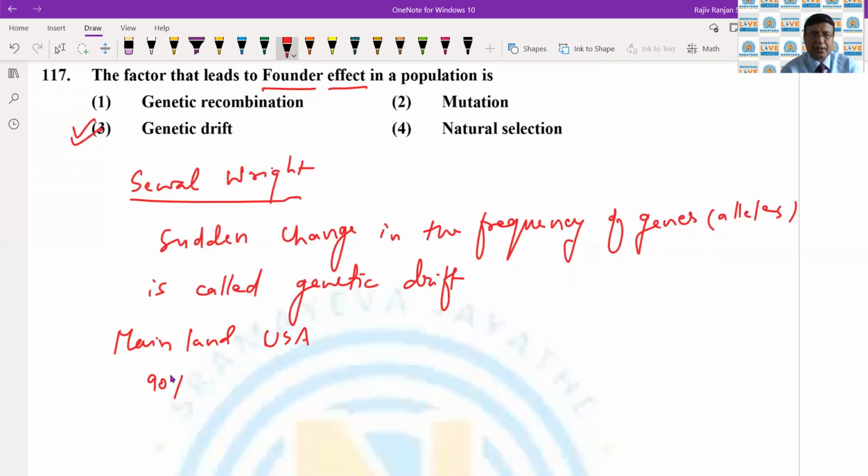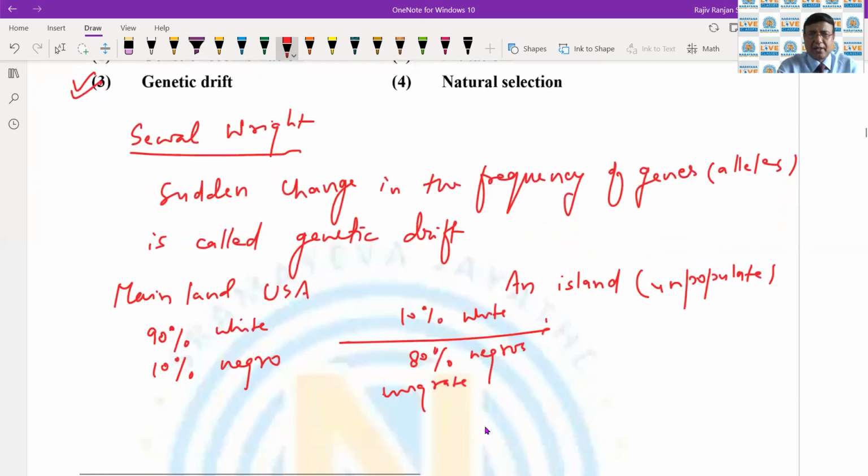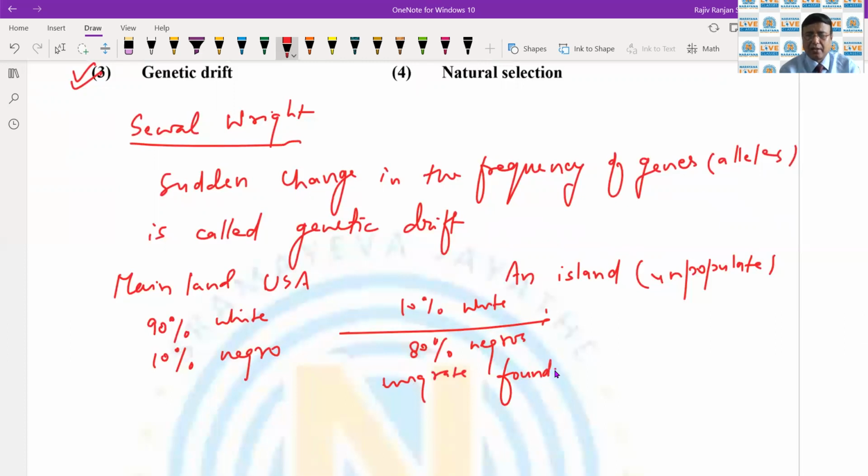Yes. So 90% are white and 10% is Negro population. Now suppose an island which is unpopulated. Some migration takes place, and this migration is in the ratio of 80% Negroes and 10% white. So they migrate, founding the population there. Founding means laying the foundation of the population.